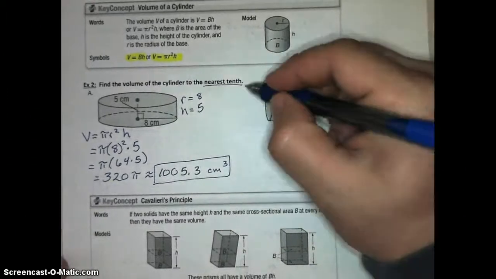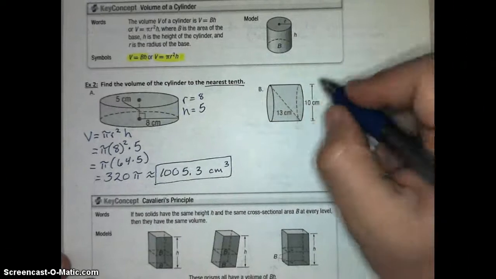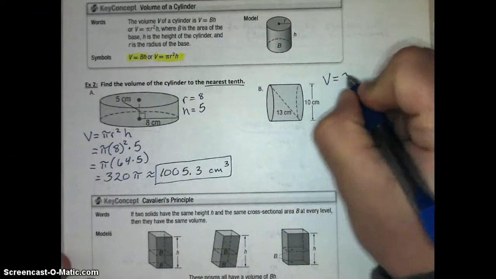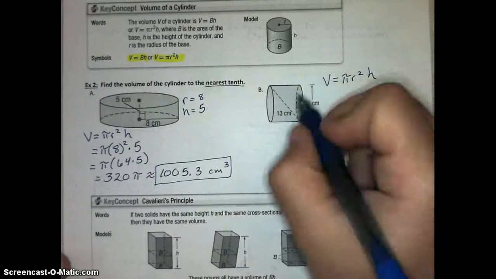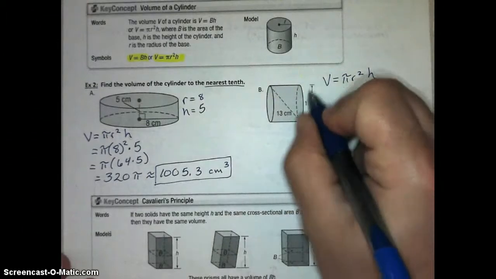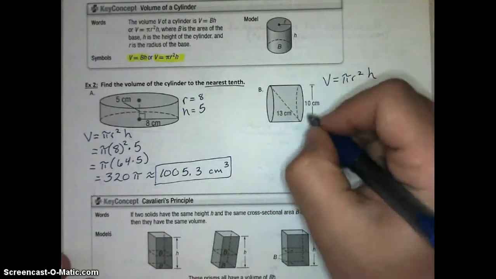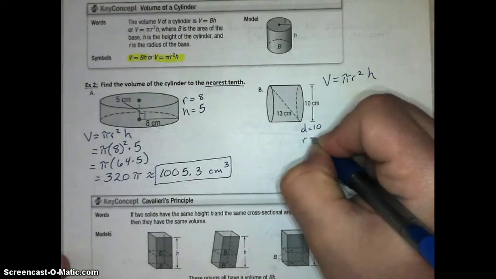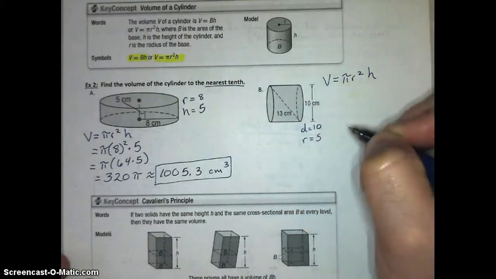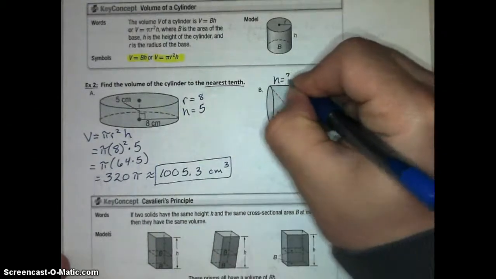Okay. On part B, we're going to do the same thing, but we need to understand some of the information here. Remember, volume is pi r squared times the height of the cylinder. But look at what you're given. This length of 10 centimeters is the distance from one side of that circle to the other. That would be the diameter. The diameter of your circle is 10, so you need to understand that the radius is half of that, 5. But we also need to know the height. Now look at what they give you.